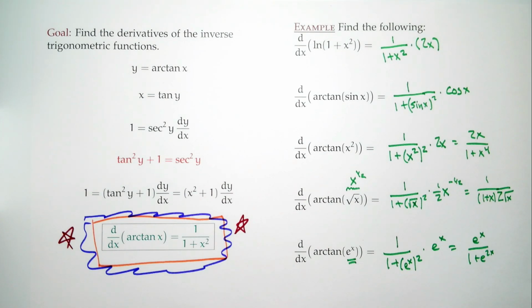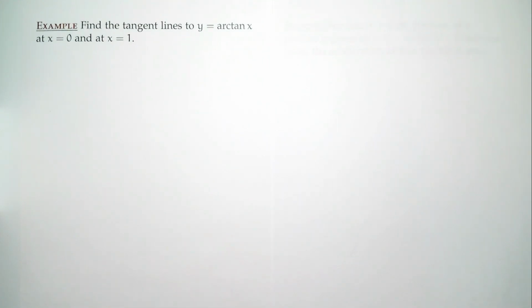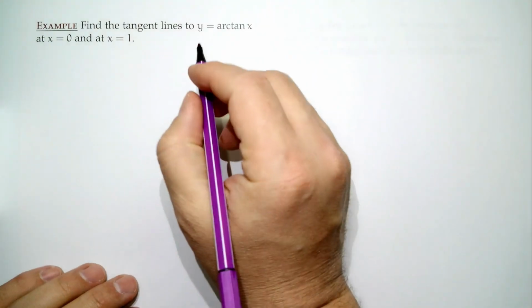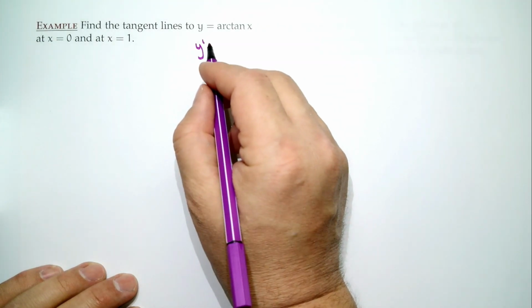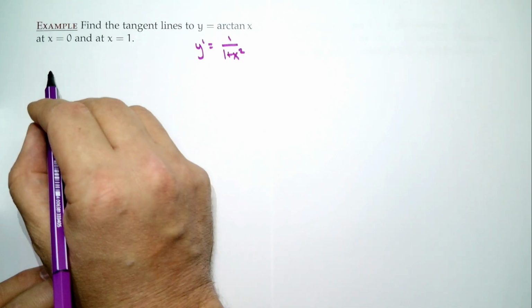All right, well, let's try a few more problems. Find the tangent lines to y equals arctangent of x at x equals 0 and at x equals 1. So if we want tangent lines, what things do we need? Points and slopes. And so we're going to need a derivative. The good news is we know a little bit about the derivative of arctangent. What is it? 1 over 1 plus x squared. Good. So let's go through our 2 points.